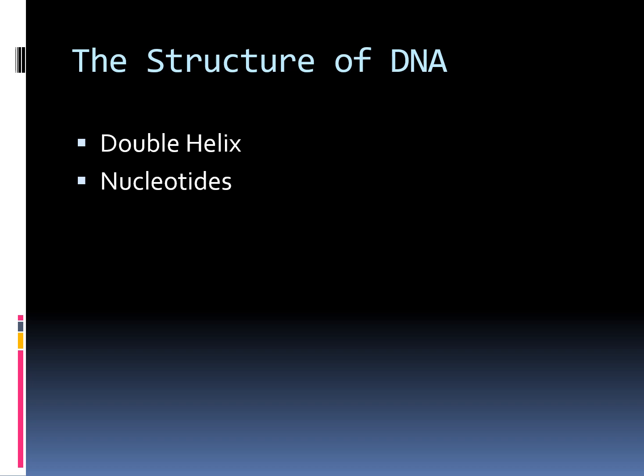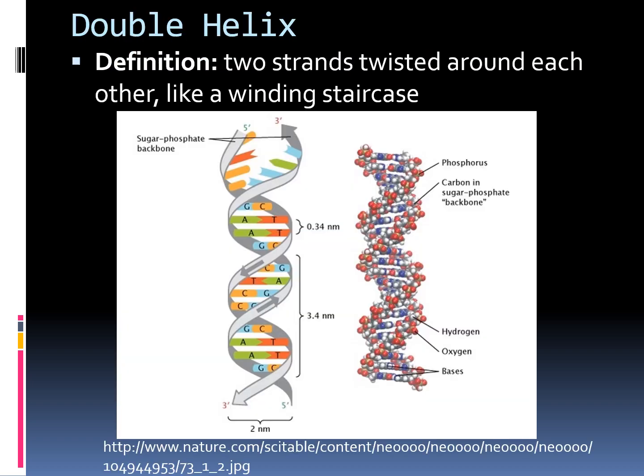So the structure of DNA, a double helix and a set of nucleotides, which we'll get in more detail about. So what is a double helix? So a double helix refers to two strands twisted around each other, kind of like a winding staircase. You'll notice that it contains a backbone and all these little things right here, all these little base pairs in there, if you will.